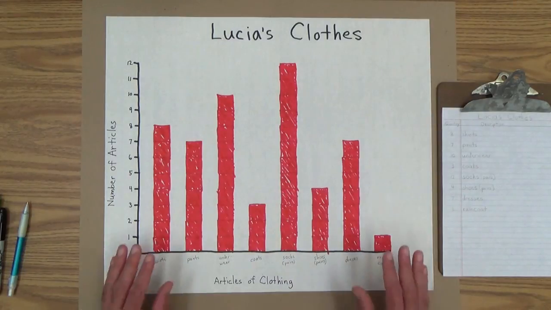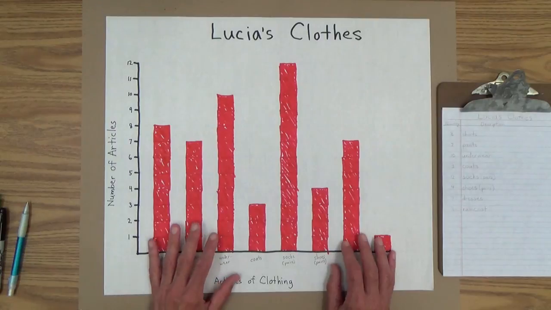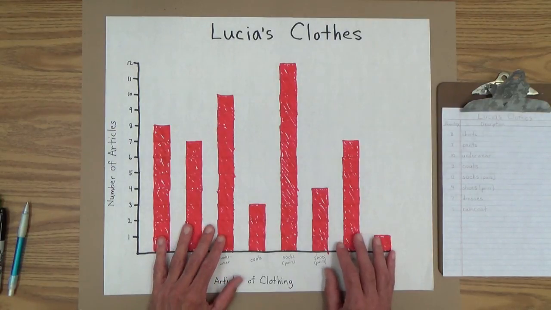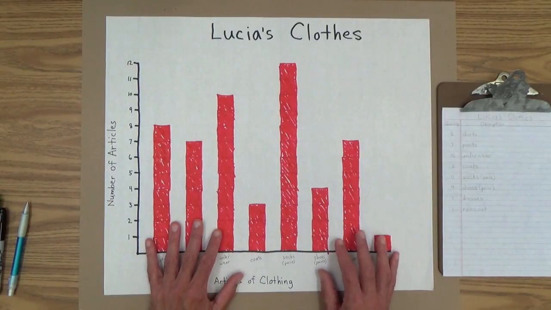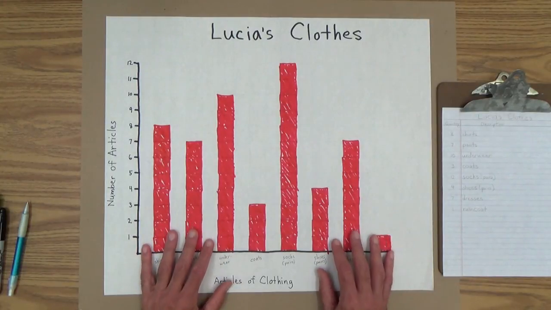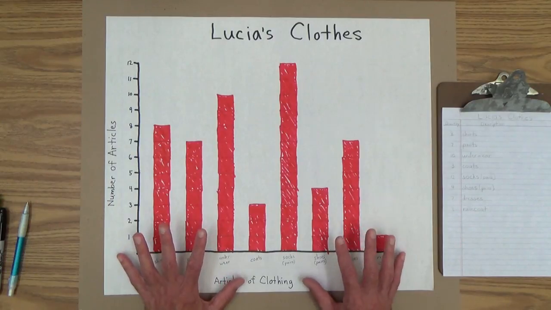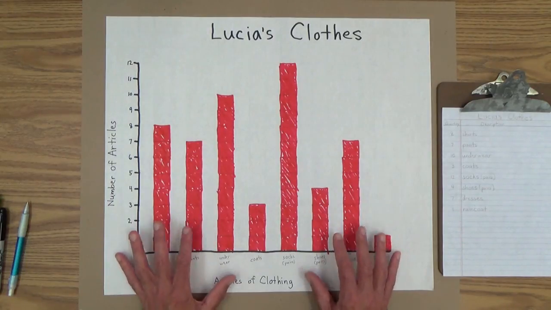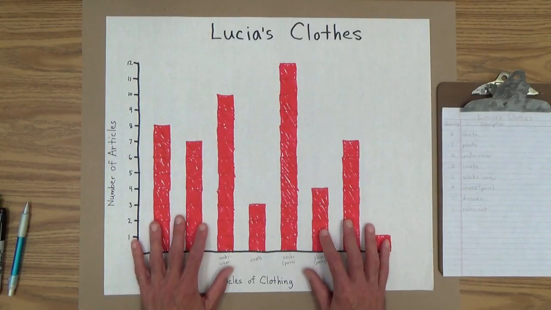And you can come up with your own question. You can use this one, the articles of clothing question, and there are others you could use. But like I said, I like this one. It's a good place to start. And take your time, make the graph with your child, and then ask her questions to make sure she understands the information that is contained in the graph.